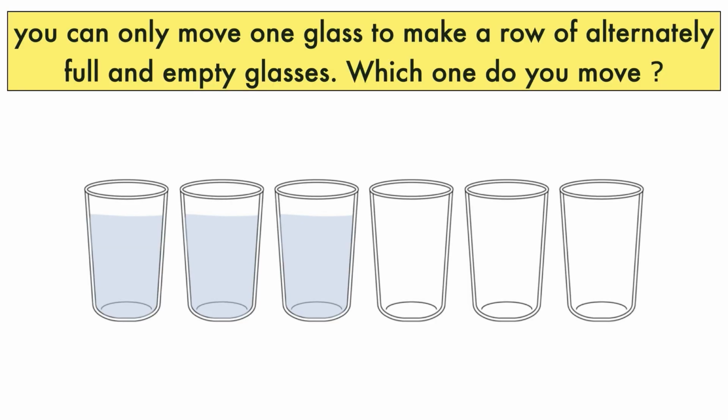In this visual brain teaser, you can see three glasses on the left that are full and three on the right that are empty. You can only move one glass to make a row of alternately full and empty glasses. Which one do you move? This is an interesting brain teaser that requires out of the box thinking. Feel free to pause the video and give it a try before checking the solution.